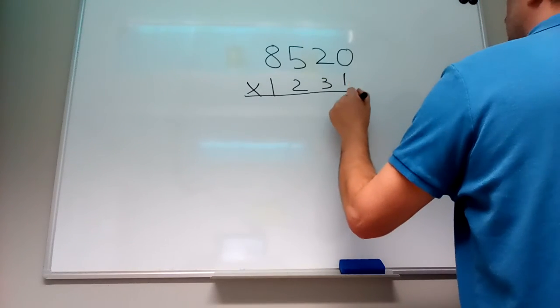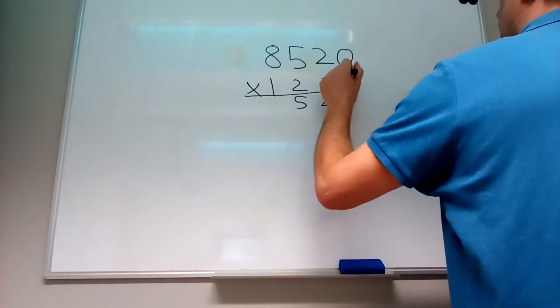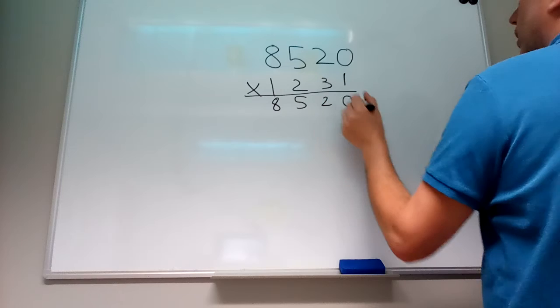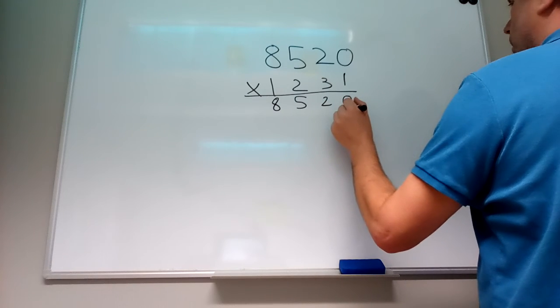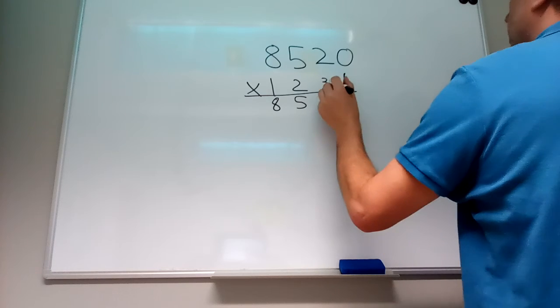1 times 0 is 0. 1 times 2 is 2. 1 times 5 is 5. And 1 times 8 is 8. Now, we're going to do the same thing with the 3, but I'm going to put a 0 for a placeholder there, because that's our 1's place we're not doing anything with, so we're starting at our 10's place.